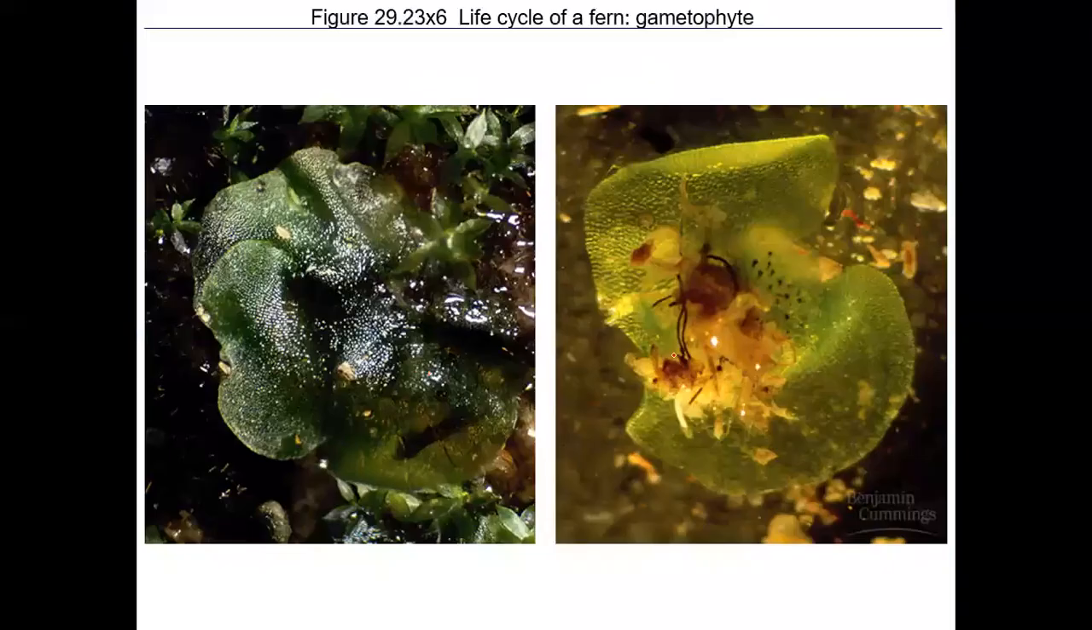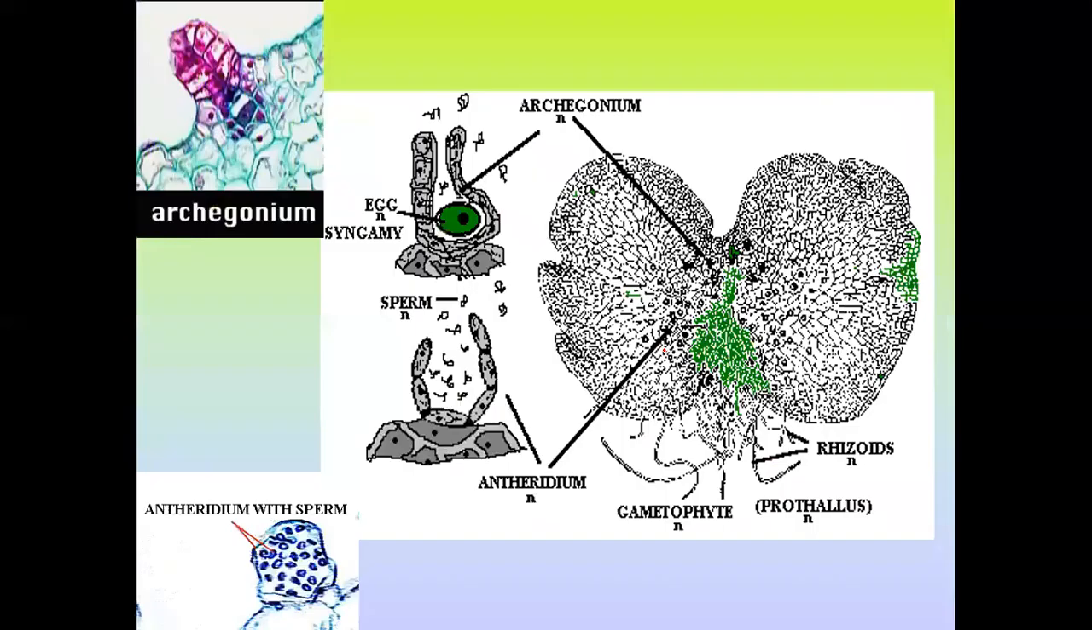These are actual gametophytes. Now, you'd never notice them. They're very inconspicuous, and they just live on the forest floor having sex. And then they will grow into the sporophyte once the fertilized egg is formed, and the fertilized egg will then grow into the sporophyte.